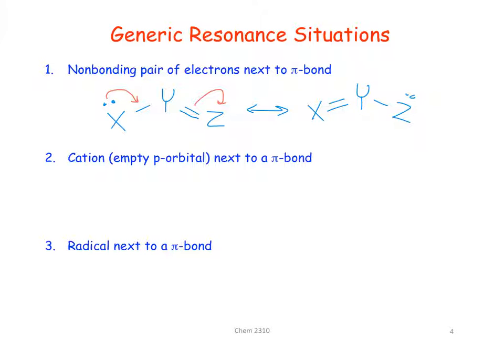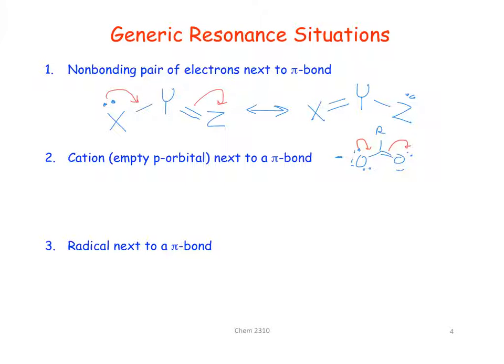In fact, this is the scenario that we had for the carboxylic acid. In that case, let's put an R group here, we had O minus, so here we had non-bonding electrons next to a carbon with a pi bond. So we pushed our arrows like this and like this. So that falls into this top situation.